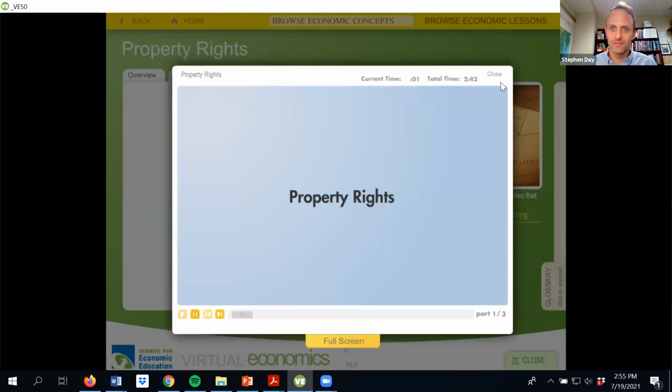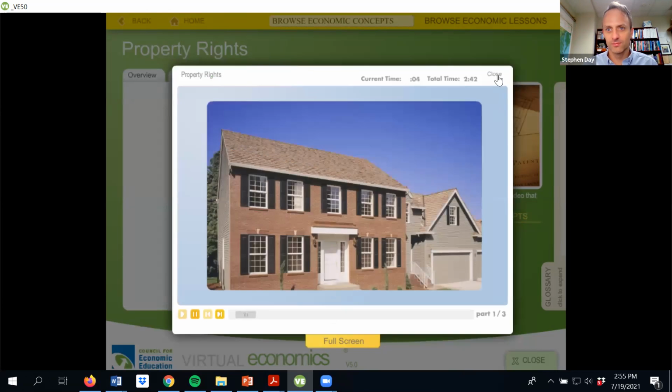As an owner of property in the United States, you have the right to use.